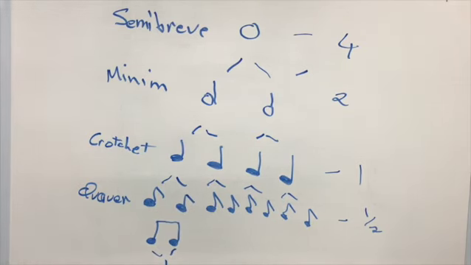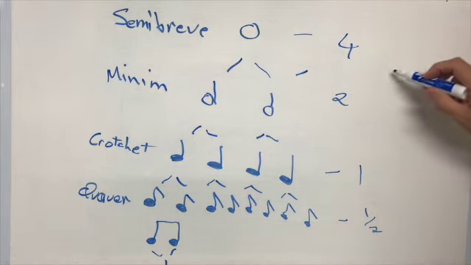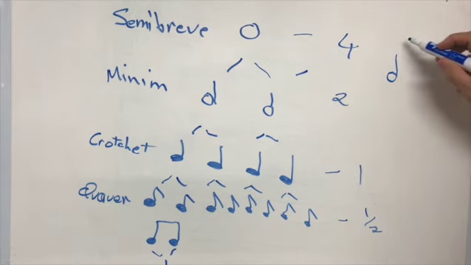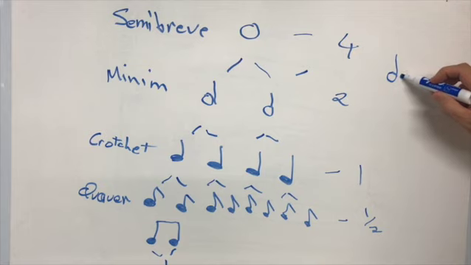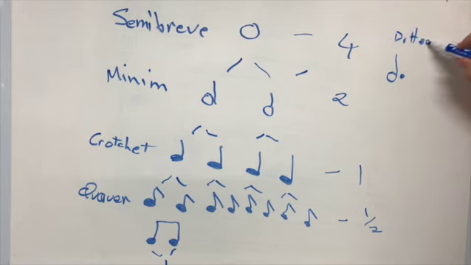The only one missing there, of course, one, two, four, is something worth three. So I might just write him on the side here. The note worth three would sit in here, and it's a minim with a dot. Dotted minim. Okay? And it's worth three.